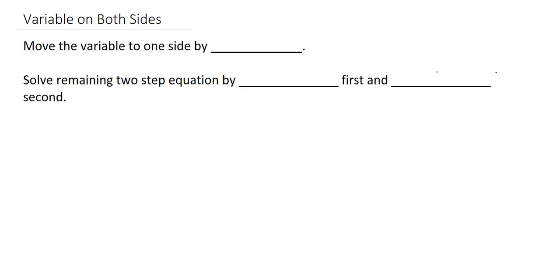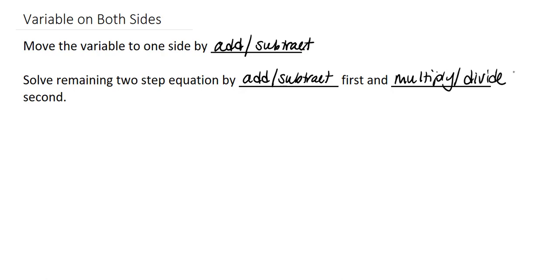Variable on both sides. So when we have a variable on both sides of an equal sign, we're going to move the variable to one side by adding or subtracting. Now, what we're going to do with the remaining is we're going to have a two-step equation by first adding or subtracting, and then multiply or divide. So let's look at some examples to show this.